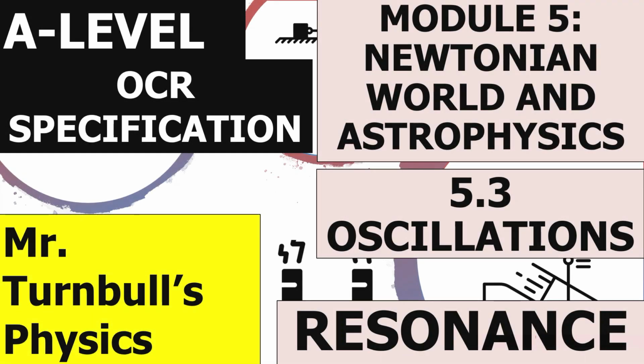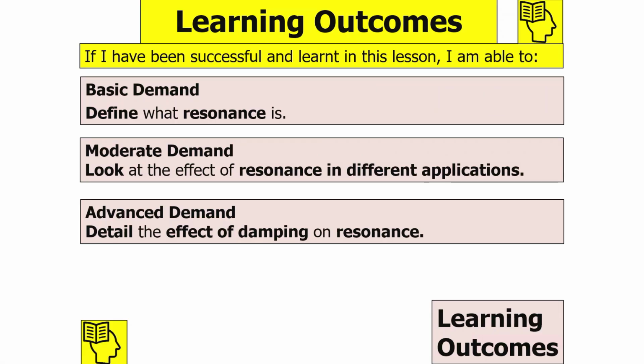Hello and welcome to this lesson for OCR A-Level Physics, looking at Module 5 of Newtonian World and Astrophysics in the topic of oscillations and looking at the concept of resonance. So if we've been successful and we've learned in today's lesson, we should be able to define what resonance is, look at the effect of resonance in different applications, and detail the effect of dampening on resonance.